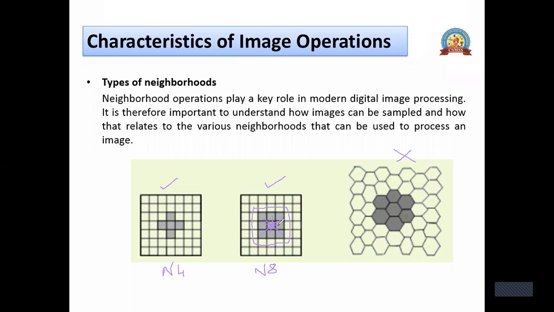So N8 neighbors are only these very direct neighbors of that center pixel. Those are N8 neighbors. And here in hexagonal, we have N6 neighbors. So in general, we don't use this. We are not going to use N6 neighbors. We are going to either use N4 neighbors or N8 neighbors.